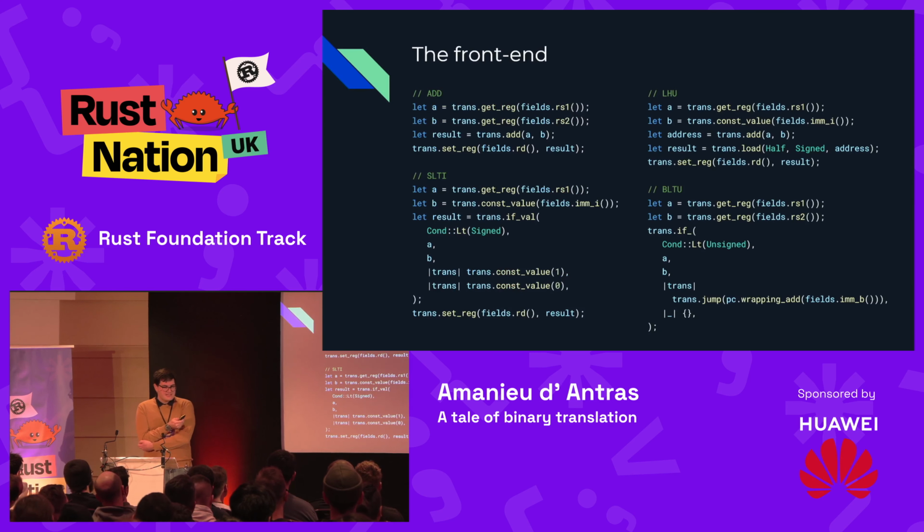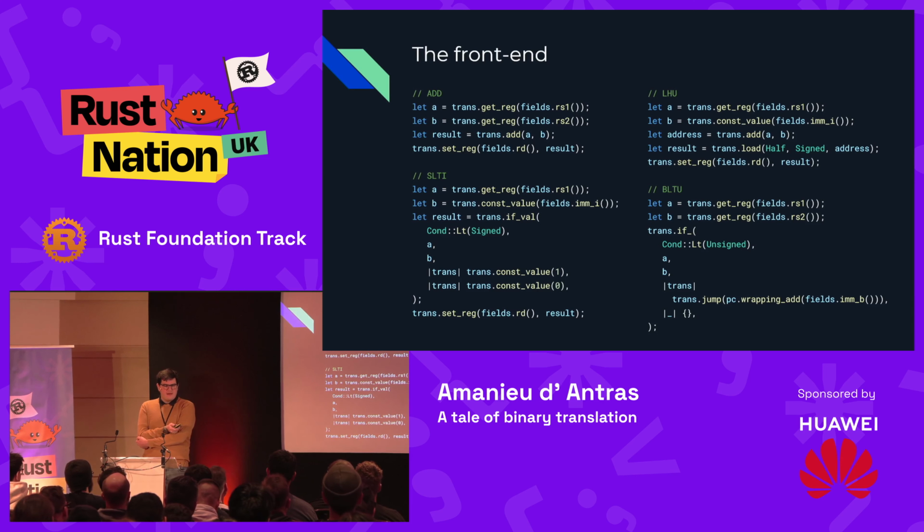So this is what the front end looks like. You can see how it basically looks the same as before. Instead of operating on the state, we're just using the methods on the trans trait, figuring out which registers we're reading and writing, storing the result to another register, etc. It's very similar to the interpreter we had before.